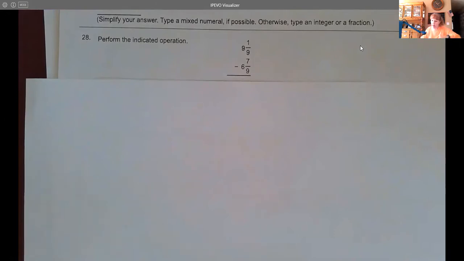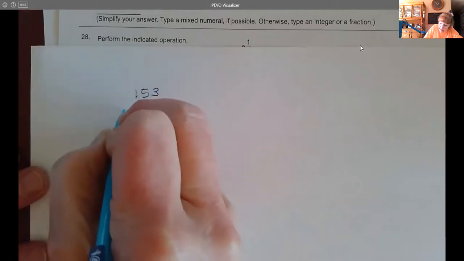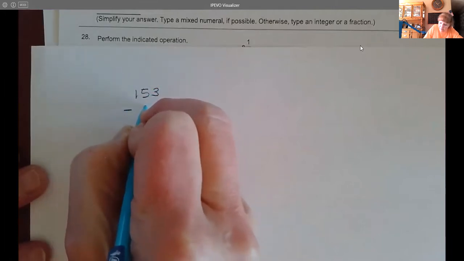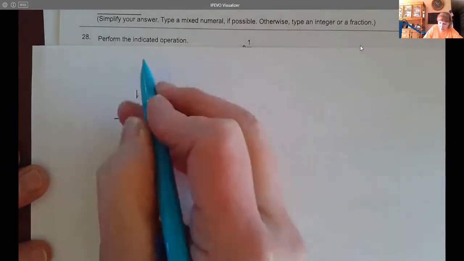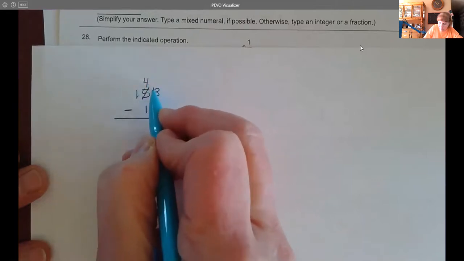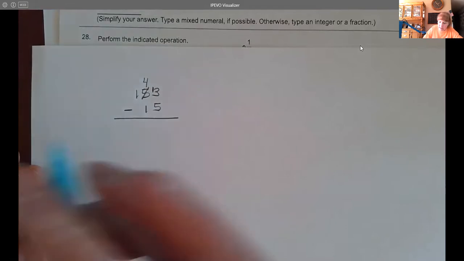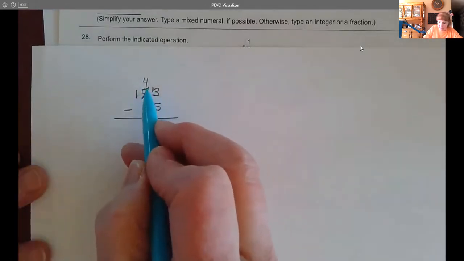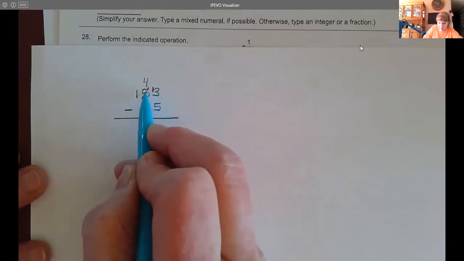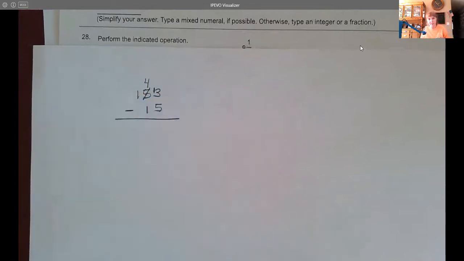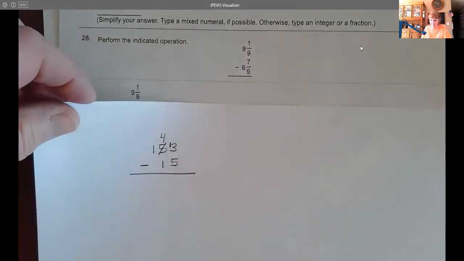So this is the same idea as if you had, let's say, 153 and you were subtracting 15. Okay, you can't take 3 minus 5, so you borrow and you add to this one. So you get 13. That's what we're going to do. Here, this is actually in the 10 spot, so you're borrowing 10. So 10 and 3 is 13. Okay, so you're borrowing from the 10 spot. We're going to be borrowing from the 1 spot, but it's still the same idea. We need to borrow from the 9.